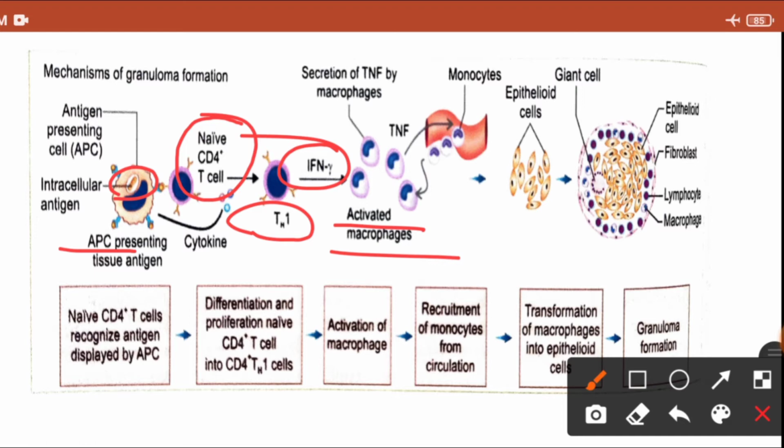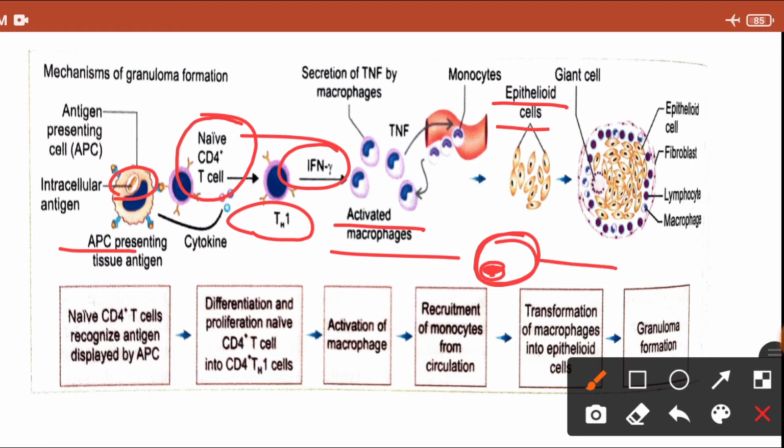We need to kill the tubercle bacilli, right? The tubercle bacilli need to be killed. So the macrophages are activated. They are powerful phagocytic cells, so that they can kill the tubercle bacilli, right? So the macrophage will get activated. And see friends, this is the magic, right? See, the normal macrophage has an eccentric nucleus and foamy cytoplasm, right? This is the normal macrophage. But whenever they are activated, they will get converted into epithelioid cells.